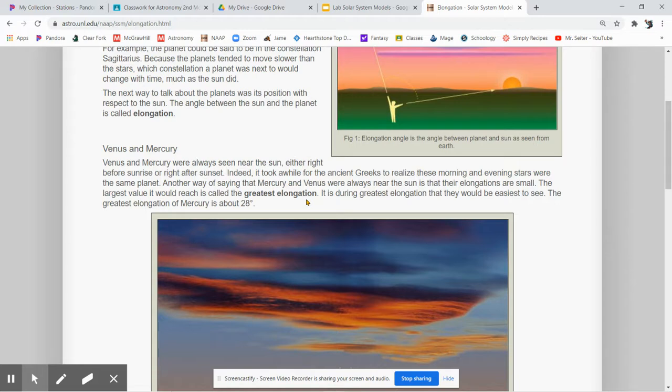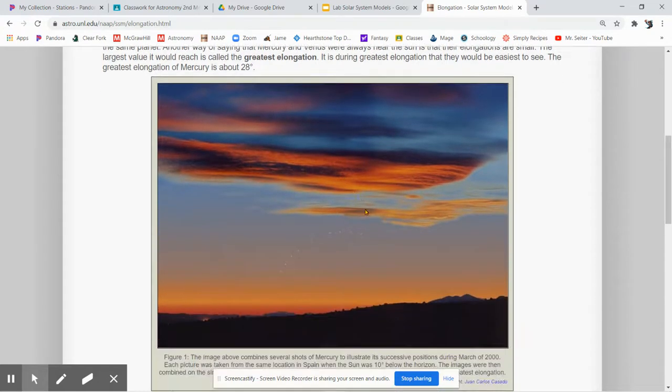Indeed, it took a while for the ancient Greeks to realize these morning and evening stars were the same planet. Another way of saying that Mercury and Venus were always near the sun is that their elongations are small. The largest value it would reach is called the greatest elongation. It is during greatest elongation that they would be the easiest to see. The greatest elongation of Mercury is about 28 degrees.